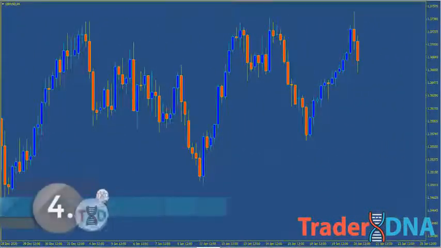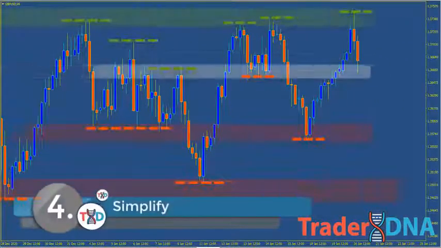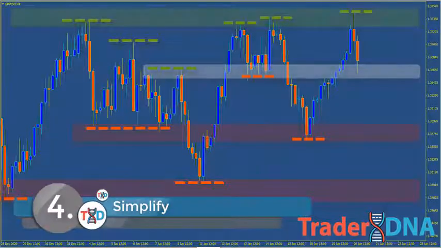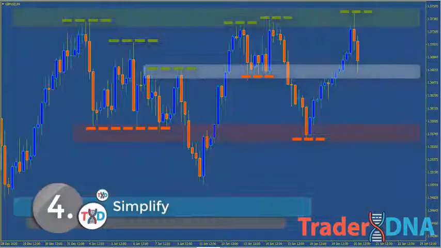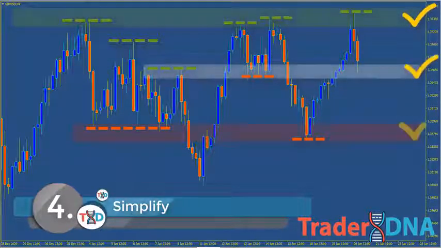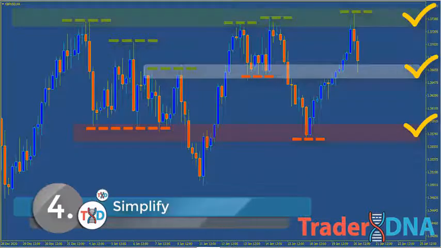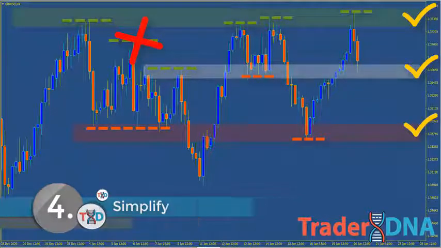Step 4. Simplify. Remove any areas that are not close to the current price. They will only confuse you. If the price does dramatically jump, you can always redraw your areas of support and resistance. But in the meantime, keep your focus on levels that are just a few pips away from current price and pay even greater attention to levels that have shown strength or levels that have been tested 3 or more times.